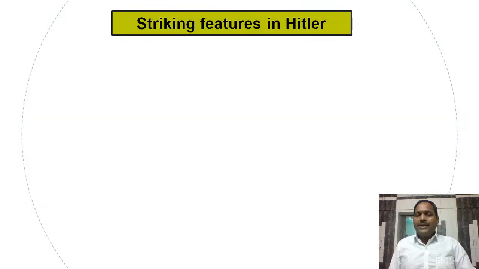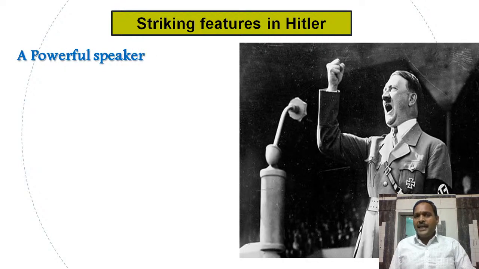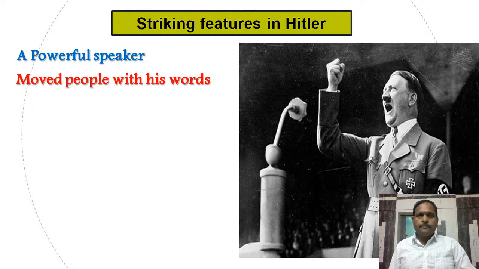Okay, now we will discuss Hitler and his striking features. First of all, he is a powerful speaker. He is a mesmerizing person. That means he can mesmerize people and turn them to his side by his words. He moved the people with his words. He has a great talent. He has a great voice and great words. So he knows well how to mesmerize the German people.